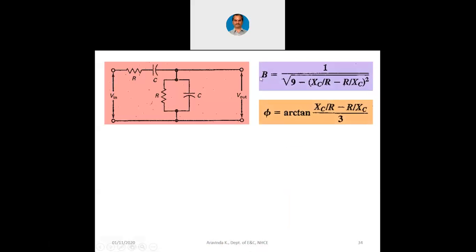Now beta in this case, when we apply our mathematical analysis, beta will be 1 over square root of 9 minus (Xc by R minus R by Xc) whole squared. And the angle which we get is tan inverse of (Xc by R minus R by Xc) divided by 3. Now you don't have to remember this complicated formula. We are not going to use this formula as such. I am showing you only for you to understand, that's all. You have to only remember the final equation for the output frequency. In all these oscillators, you will have to remember the equation for the output frequency.